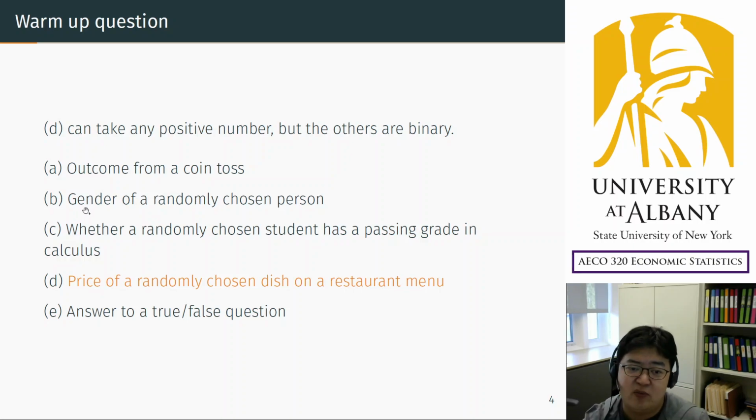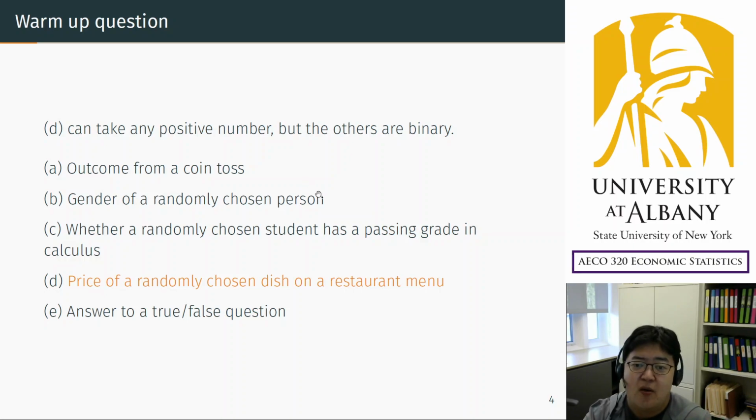Gender is male or female. Having a passing grade in calculus is pass or fail, yes or no. And the answer to a true-false question is true or false. So the other 4 examples are yes or no questions. They are binary outcomes. That's a big difference. But the price of a dish cannot be binary. It's $1, $2, $3. Any number is a possible outcome.